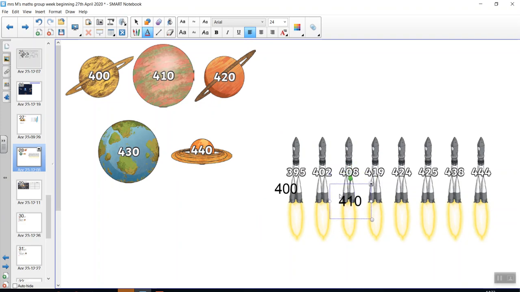419 rounds to 420. 424 also rounds to 420. 425 rounds to 430, so it belongs on the 430 planet. 438 and 440, both round to 440, so they belong on the 440 planet.